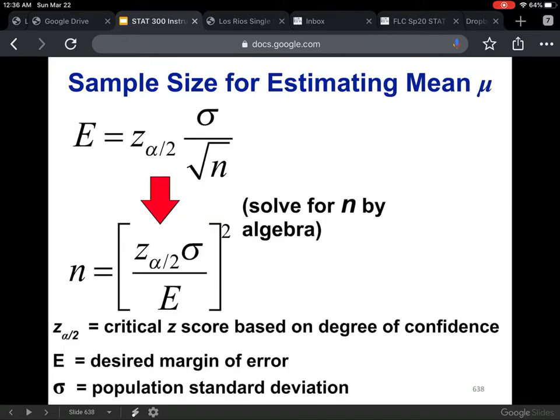Okay, we did this with the proportion as well. We wanted to figure out, isn't there a formula that tells me how many people I should survey? And that obviously depends on the margin of error that you choose, right? So taking this margin of error formula and solving it for n will allow us to find the number of people that we should survey for a particular margin of error. Again, we know sigma here, which is highly unrealistic. z sub alpha over 2 is the critical z-score based on the degree of confidence, E is the margin of error, and sigma is the population standard deviation.